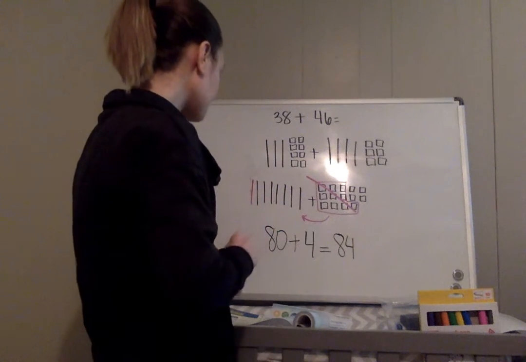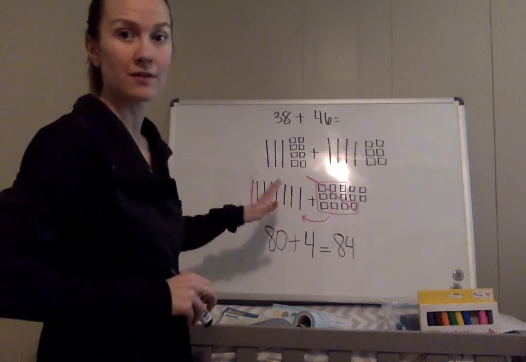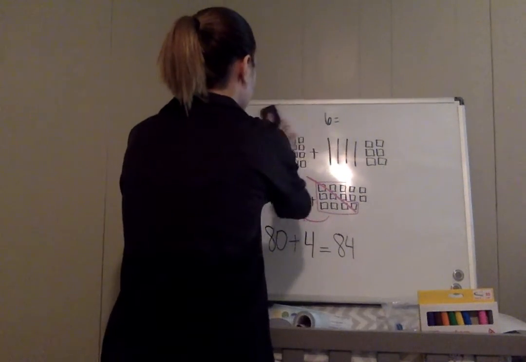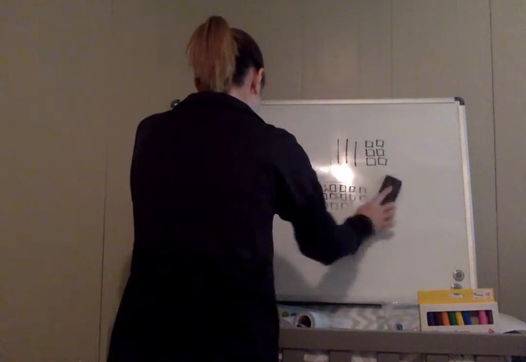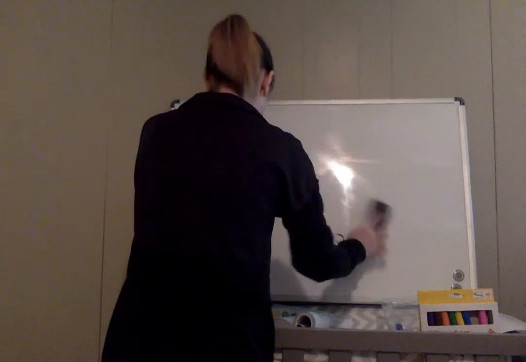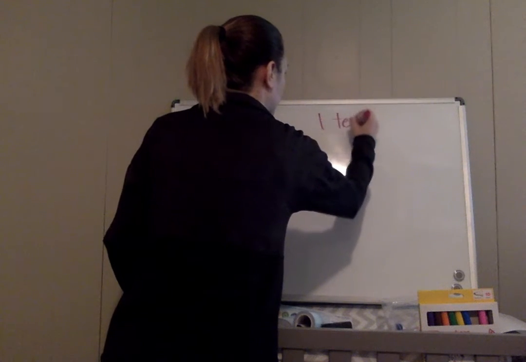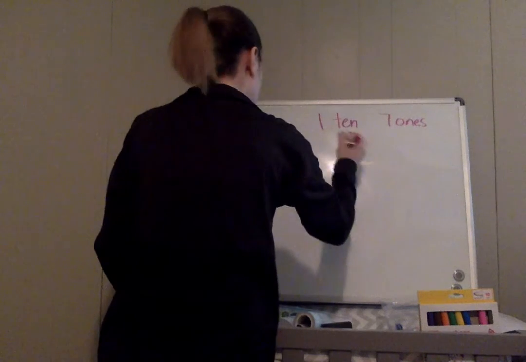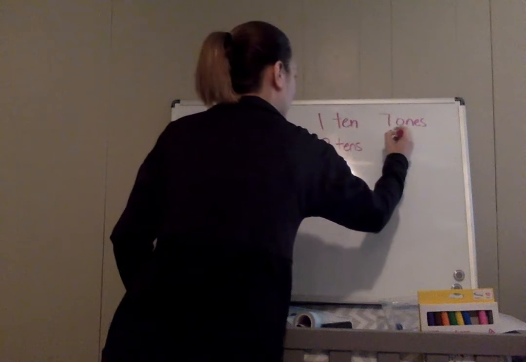All right. Now, you can go ahead and pause that video and look at this picture if you need it. But now we're going to do number 2. So number 2 is telling us that there is 17 yellow flowers and 28 white flowers. So they have it written out, 1 10, 7 1s, and then 2 10s, and 8 1s.